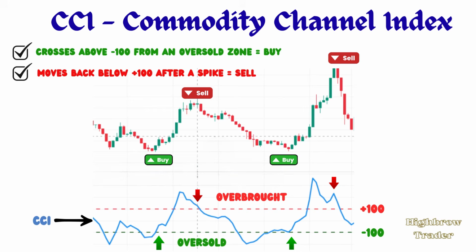When CCI drops back below plus 100 after a strong move, it may be a signal to exit longs. When it crosses above minus 100 from an oversold zone, it could signal a long entry. For cleaner setups, combine CCI with trend direction and candle confirmation.